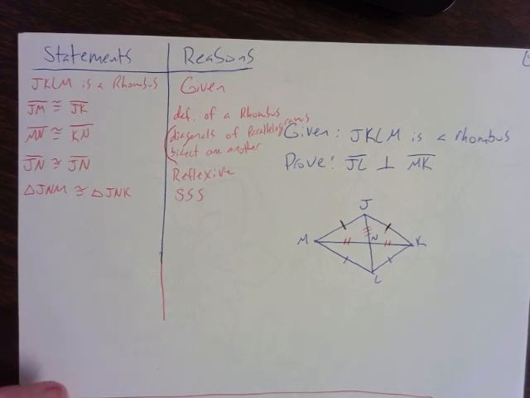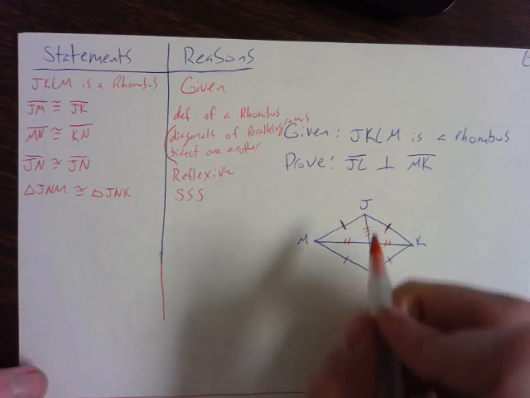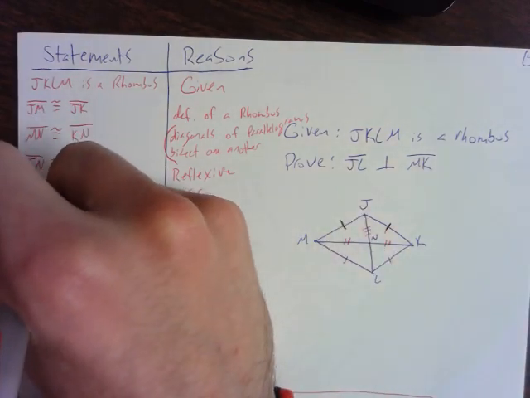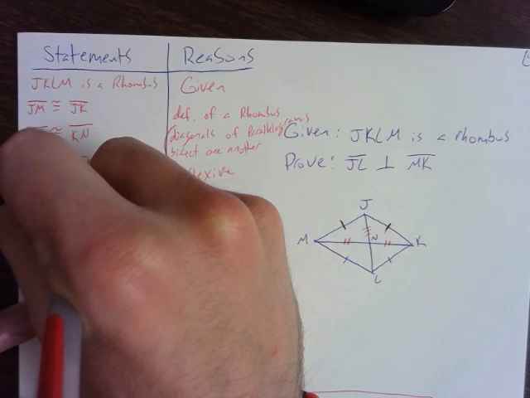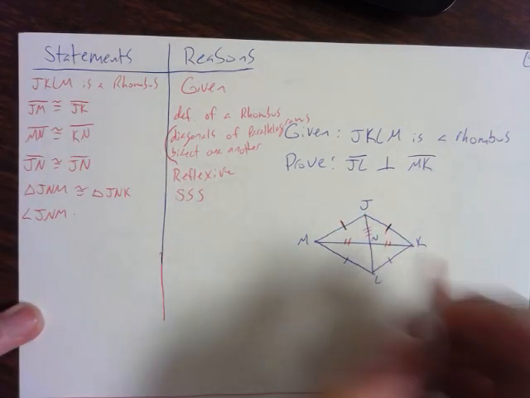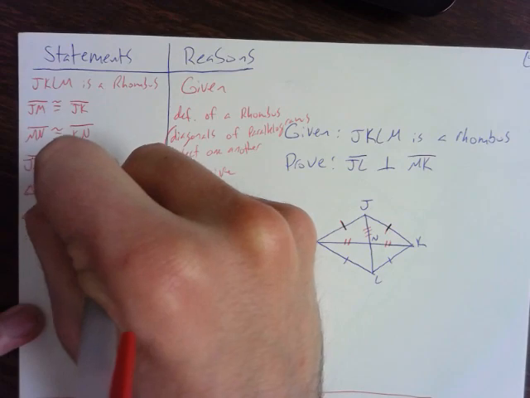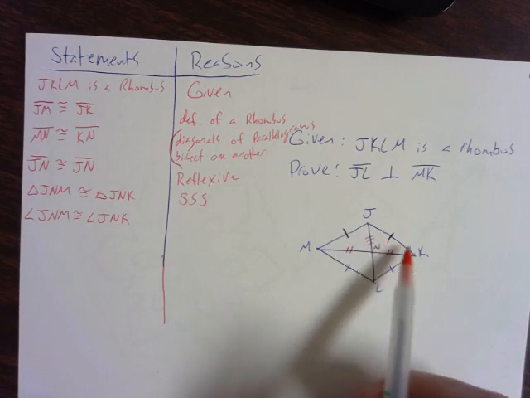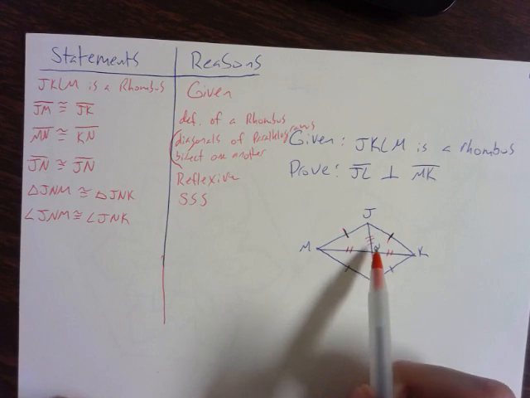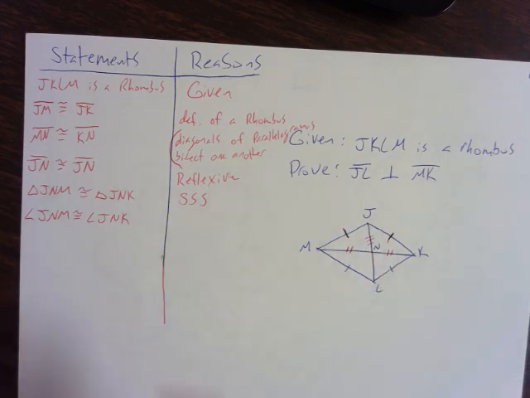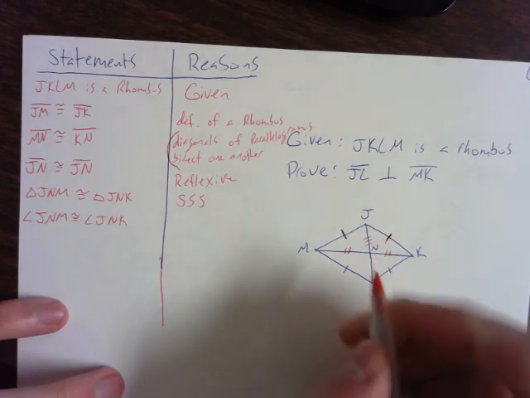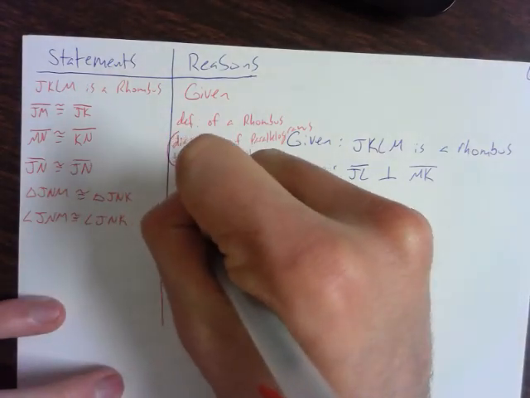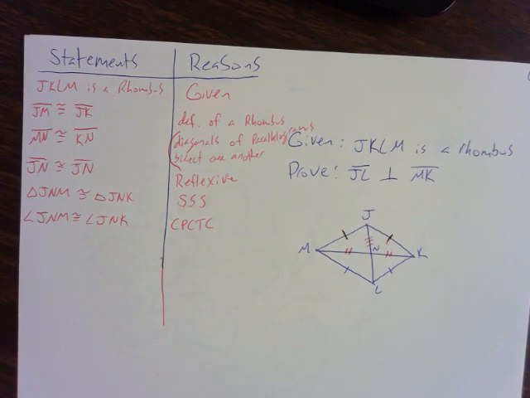Okay, well, because of that, now I can say that angle JNM is congruent to angle JNK. And once again, if I take this triangle, cut it out, and lay it on top of this triangle, this side's congruent to that side, and that side is congruent to that side. Those two angles would be in the exact same spot if I laid it on top of each other. So I can say that these two angles are congruent because of congruent parts of congruent triangles are congruent, or CPCTC. Okay.